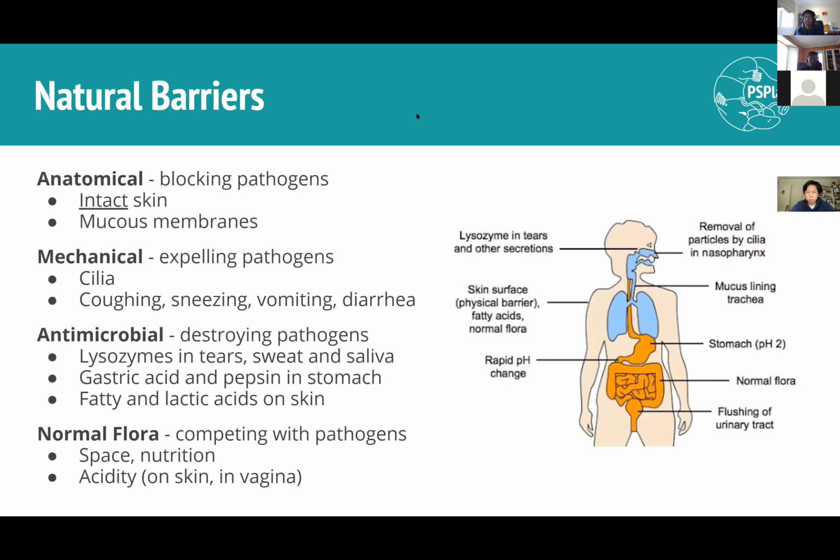Let's talk about the first line of defense, natural barriers. We have a number of different ways in which we can stop pathogens from gaining access to the cell, which is sort of the overall purpose of this line of defense. We have anatomical, which basically just means we physically block pathogens. So intact skin, be careful that you mention it's intact, because broken skin is obviously not really a barrier to pathogens. We also have mucous membranes.